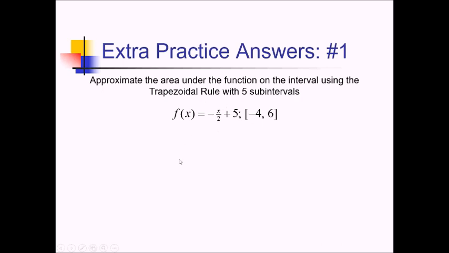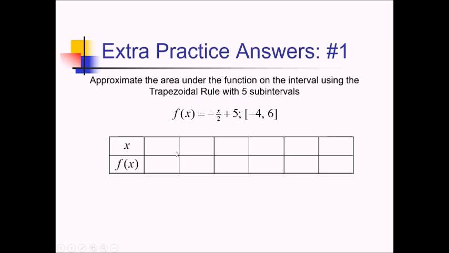So here's our table. We've got 5 subintervals. That means we're going to have 6 endpoints to work with. And if we're going with 5 of these over a distance of 10, that means each subinterval is going to have a distance of 2. So we're starting at -4, and then that's going to go until -2, and then 0, and then 2, and then finally 4 and 6.